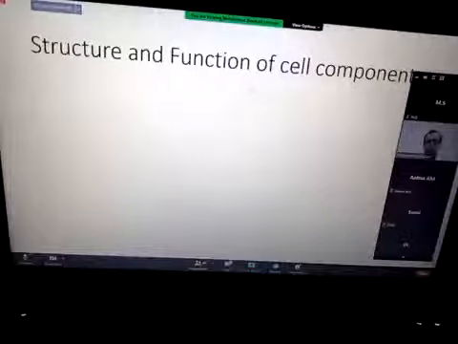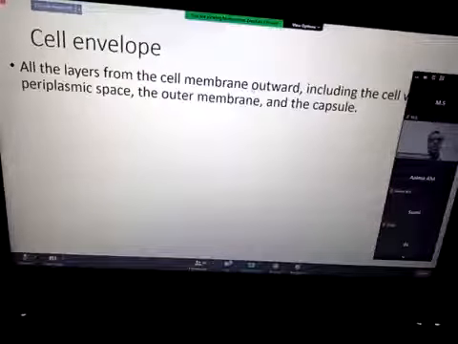So I go into details of these cellular structures. I start with the cell envelope. We go from the outer layer of the cell membrane and the periplasmic space. We will see what the periplasmic space is. So outer membrane, cell wall, periplasmic space, and the capsule. As a whole, we call it the cell envelope.